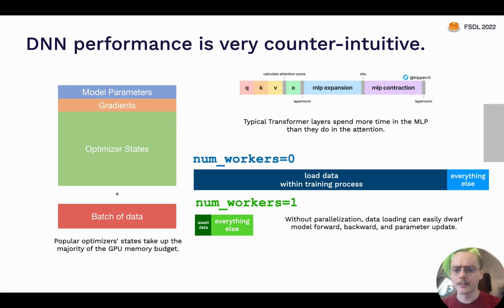And as we saw in lecture 2, for popular optimizers, just keeping track of the optimizer state actually uses more GPU memory than any of the other things you might expect would take up that memory, like model parameters or data. And then furthermore, without careful parallelization, what seem like fairly trivial components like loading data can end up dwarfing what would seem like the actual performance bottlenecks, like the forwards and backwards passes and parameter updates.